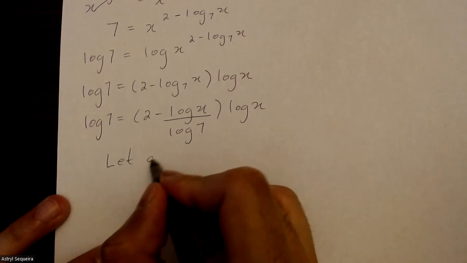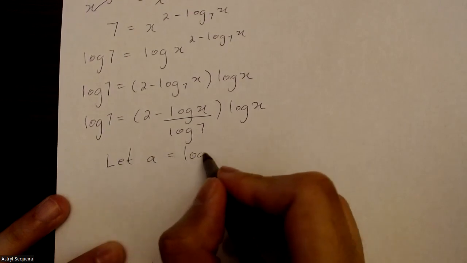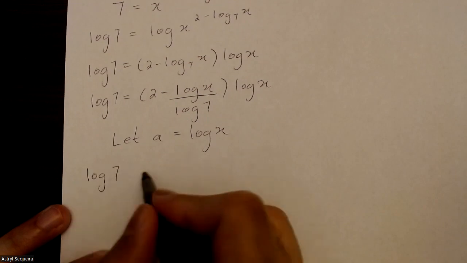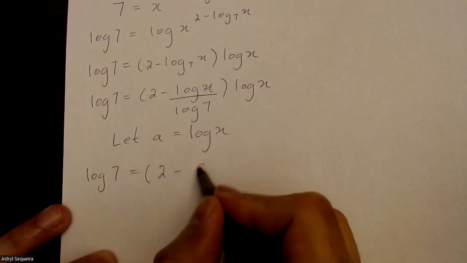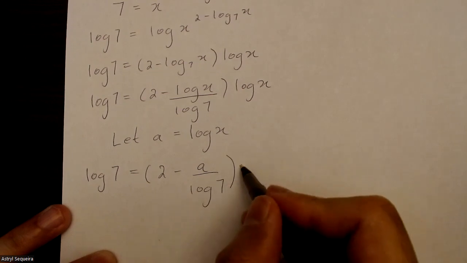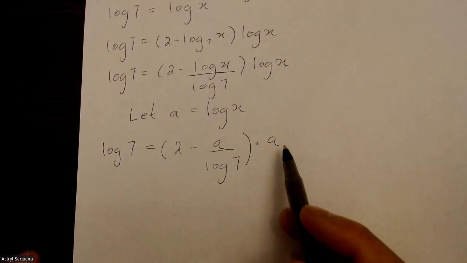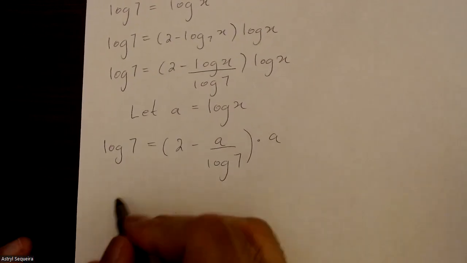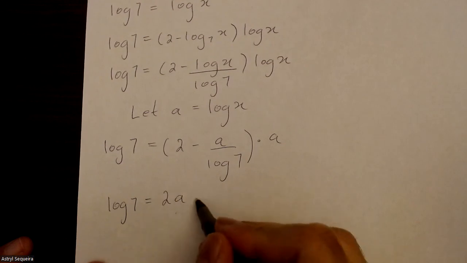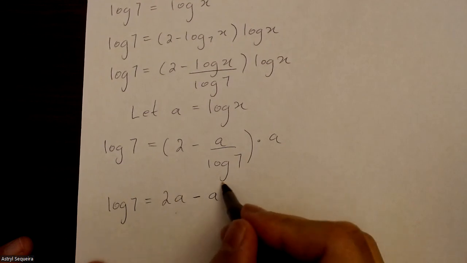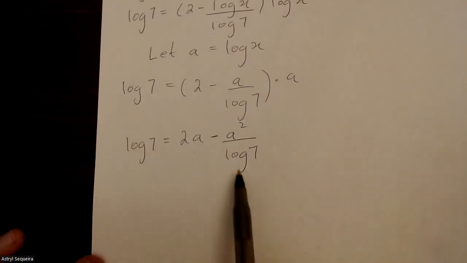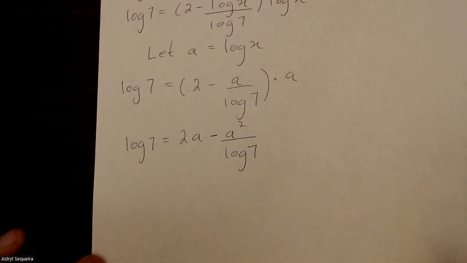Let a equal log x. So let me rewrite this equation. So log 7 equals (2 minus a) over log 7, times a. And now if I multiply this, it's pretty easy to multiply it into the bracket. So I have log 7 equals (2a minus a squared) divided by log 7. So this is just a quadratic equation that I need to solve.